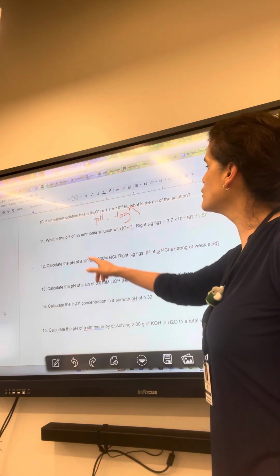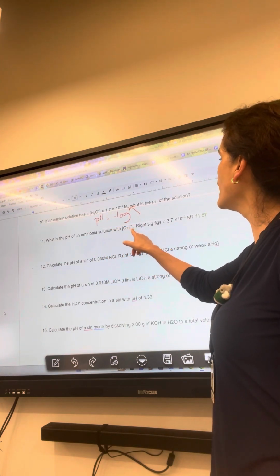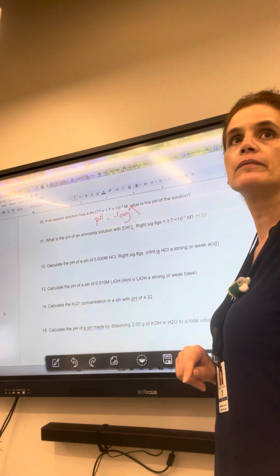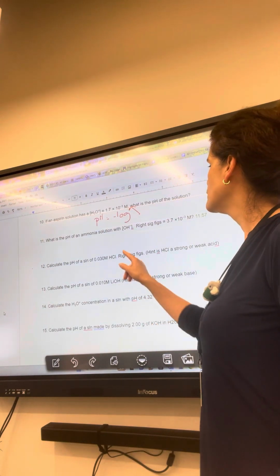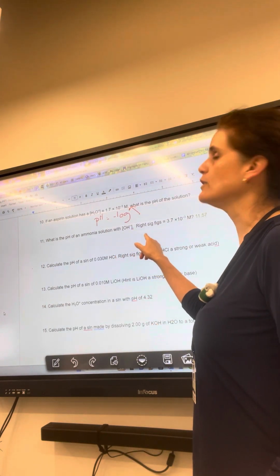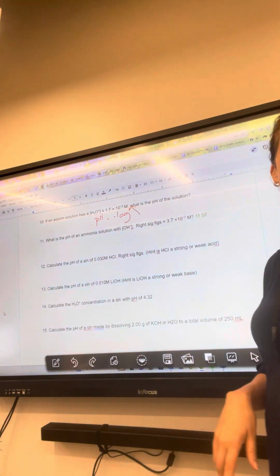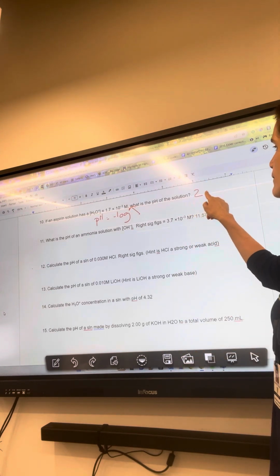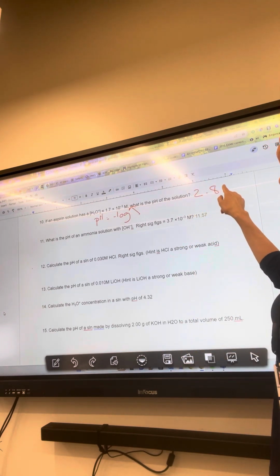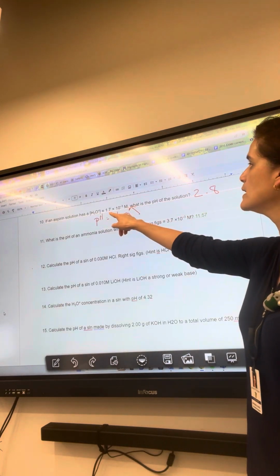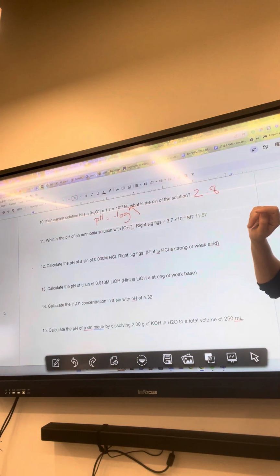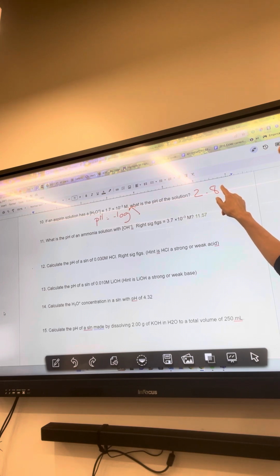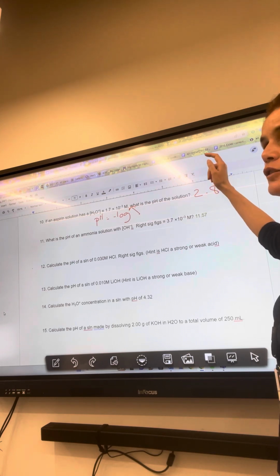What is the pH of an ammonia solution if the OH is that? You can find the pOH and then subtract it from 14, right? Is the pH for number 10 2.8? It has to have two significant figures. 2.8, or 2.76?